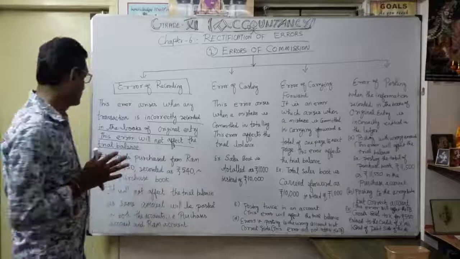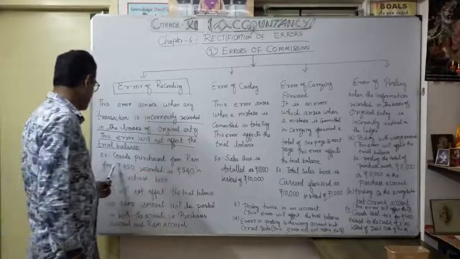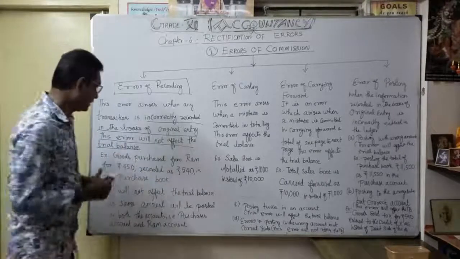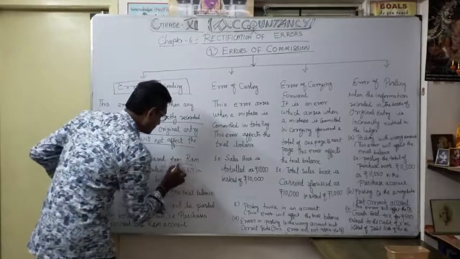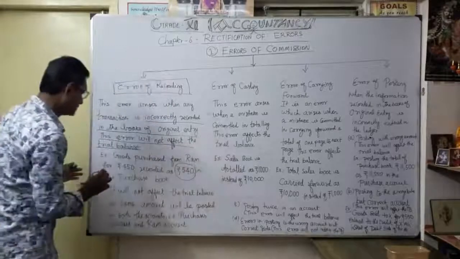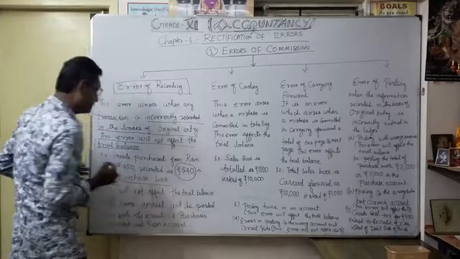So goods purchased from Ram, how much? 450. But recorded as 540. So the excess we recorded in the purchase book. So what is the entry here?